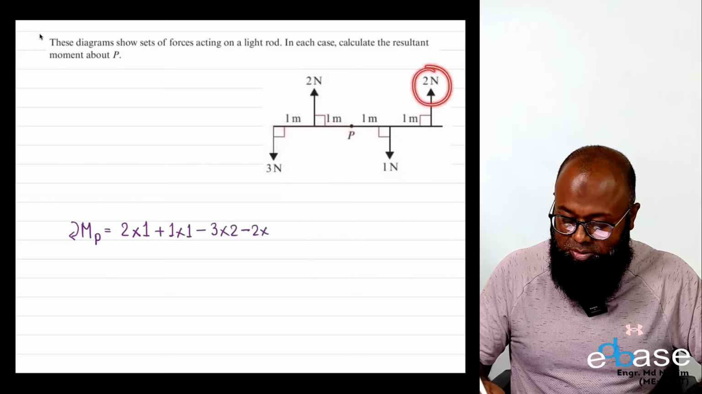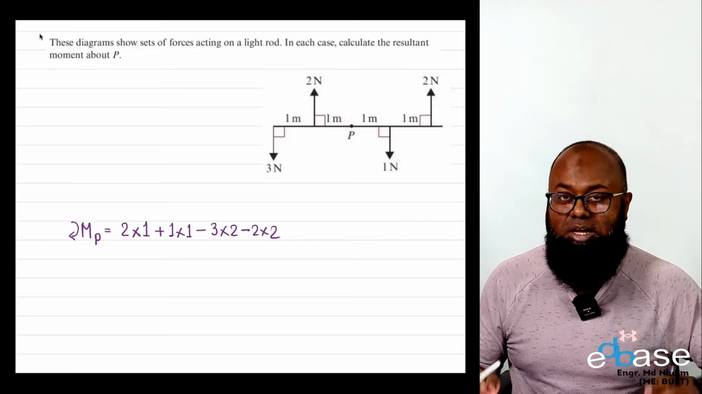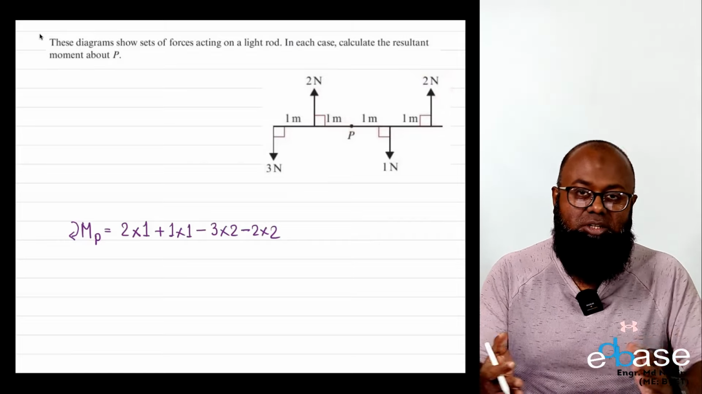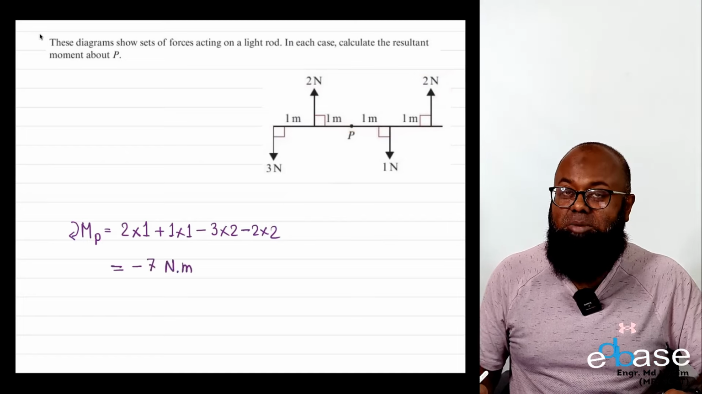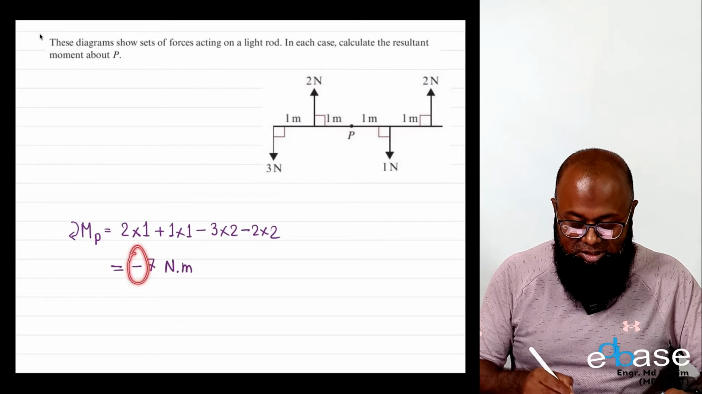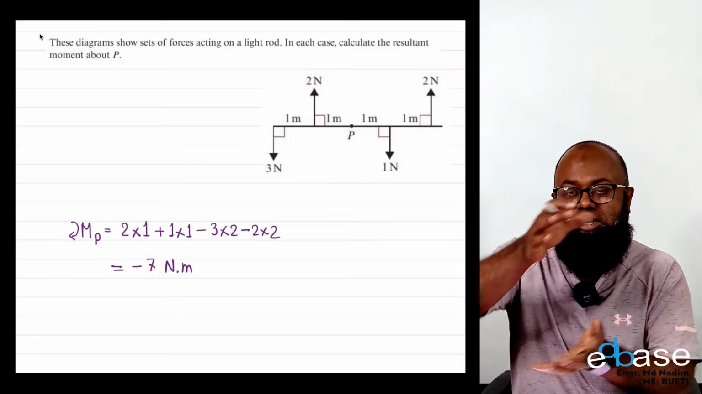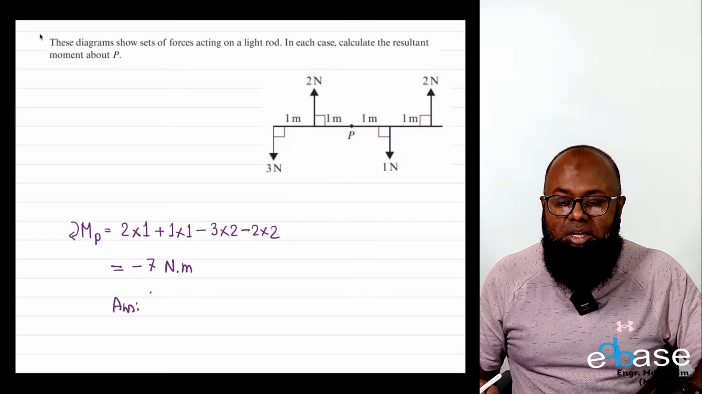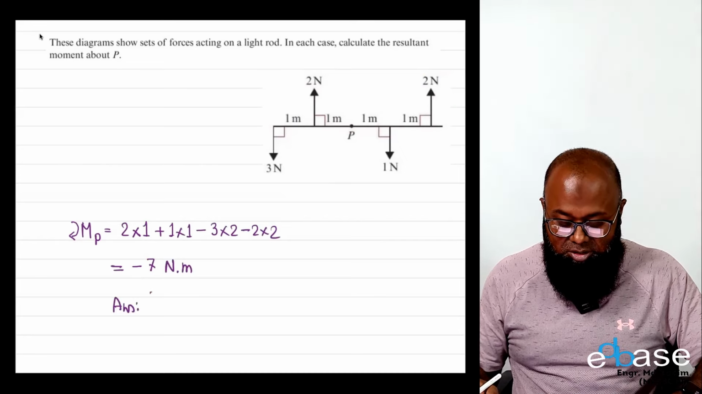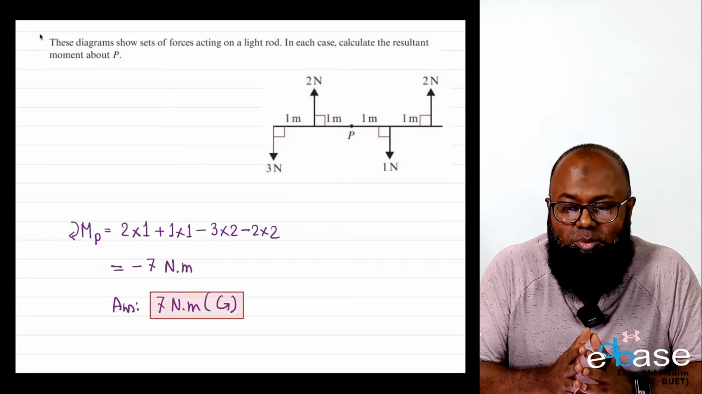Now this 2 is acting here. This is the reference point. What is the distance? 2. So this is the net moment, guys. Now what we have to do is take your calculator and get the value. So the value is minus 7 Newton meter. What does it mean? The negative sign signifies that it is not clockwise. The net moment is anti-clockwise. It will rotate like this. So I would write the answer like this. Answer, it is 7 Newton meter anti-clockwise.